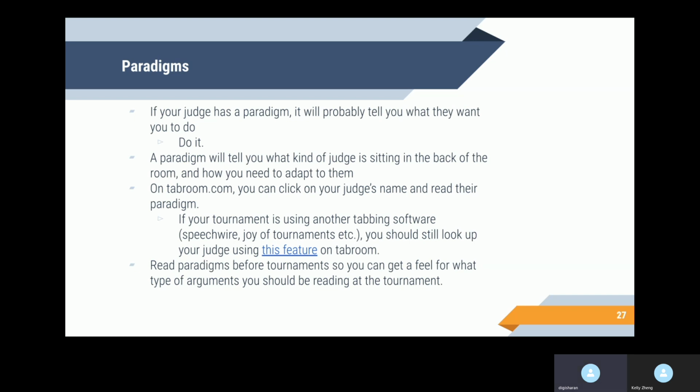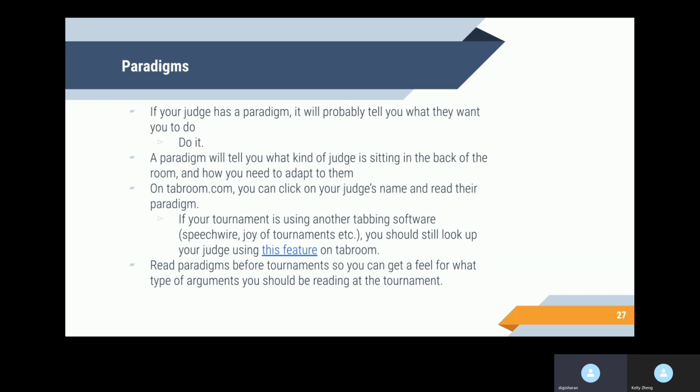So the paradigm will usually tell you what kind of judge you have sitting in the back of the room. Sometimes they'll just straight up say, yeah, I'm a lay judge, or I've been judging for this many years. You can also see their history on the tab room and see how long they've been judging. So it's really a way for you to look at their paradigms and their preferences and see what they want in a round.